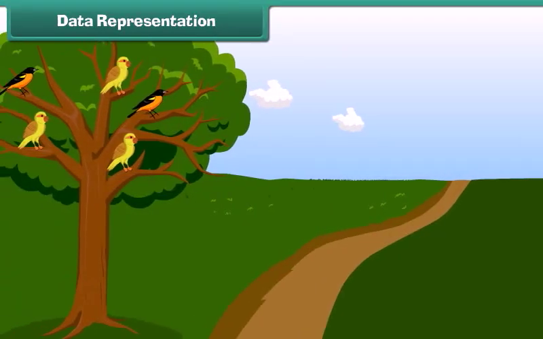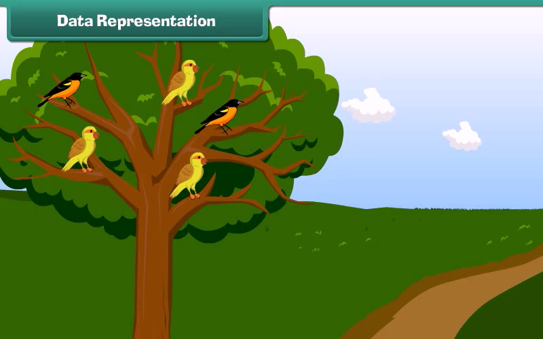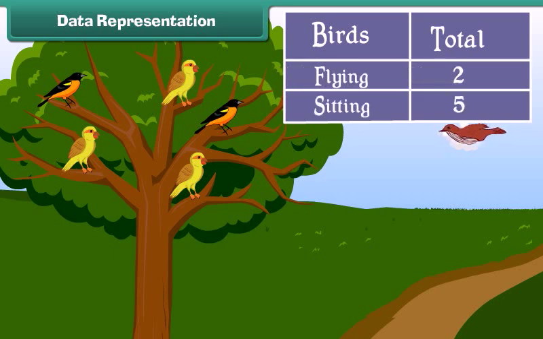It's so pleasant morning. Look at the birds near the branch of the tree. We will now find the data of birds from this tree. There are 2 birds which are flying and 5 birds which are sitting on the tree.